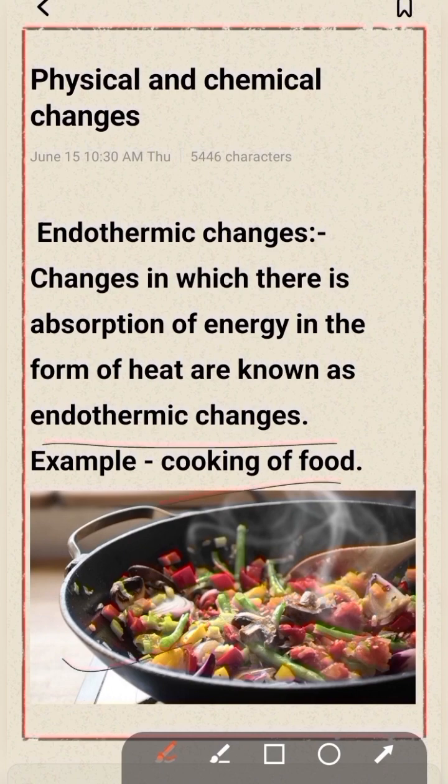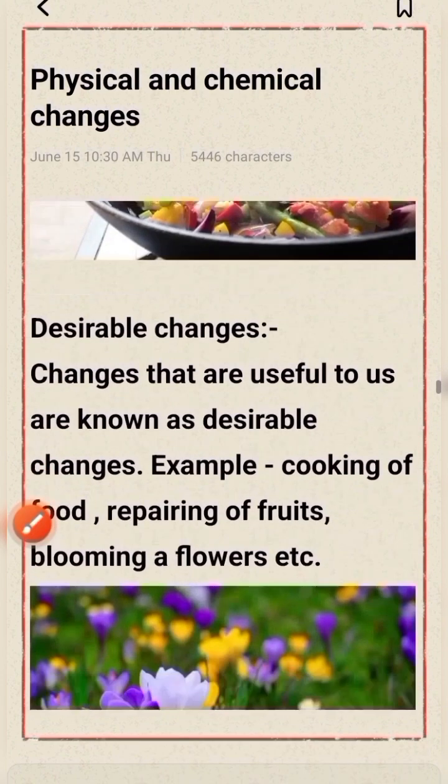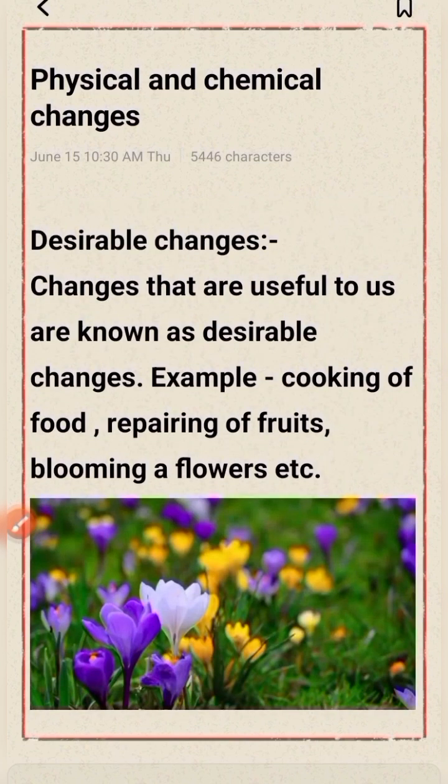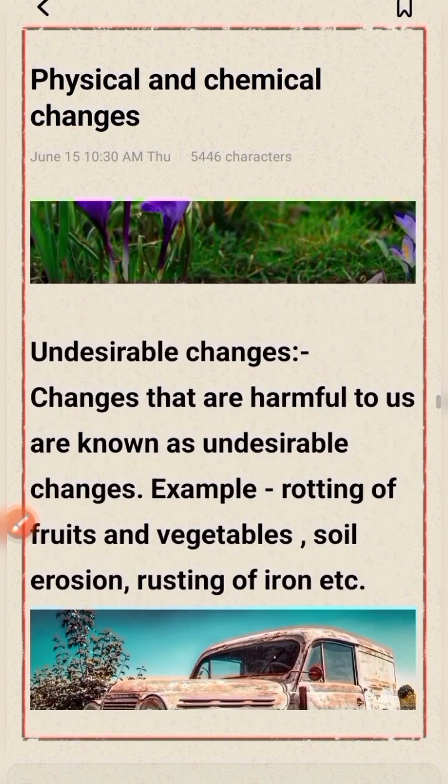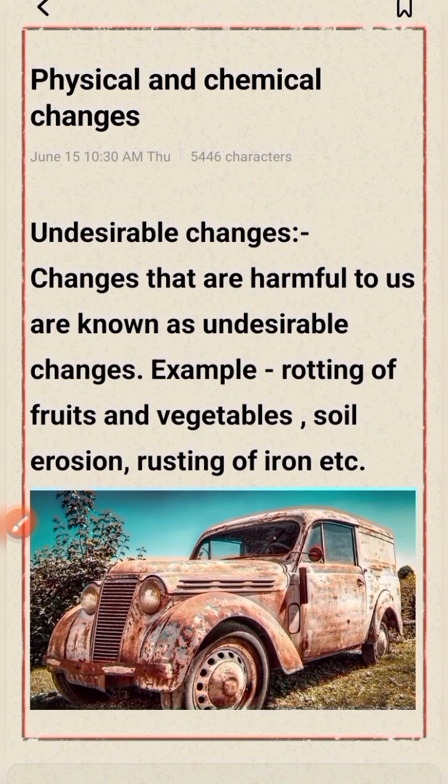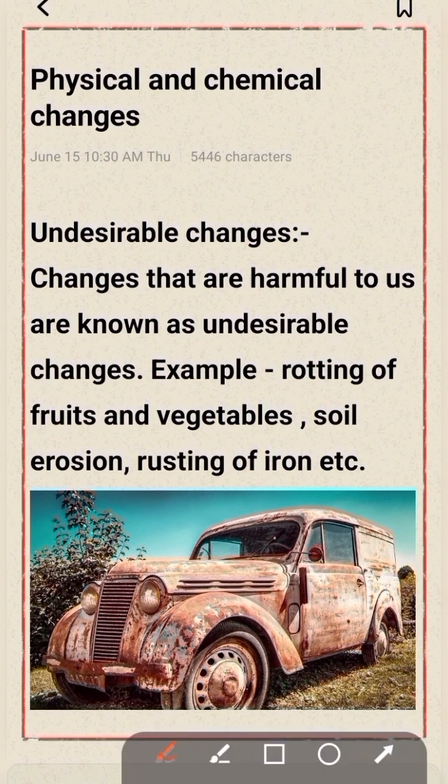For the example, okay. Next changes, desirable changes. Changes that are useful to us are known as desirable changes. For example, cooking of food, ripening of fruits, blooming of flower, etc. See the picture, blooming of flower, it is a desirable change. Okay. Next changes, undesirable changes. Changes that are harmful to us are known as undesirable changes. Example, rotting of fruits, vegetables, soil erosion, rusting of iron. See the picture, rusting of iron.